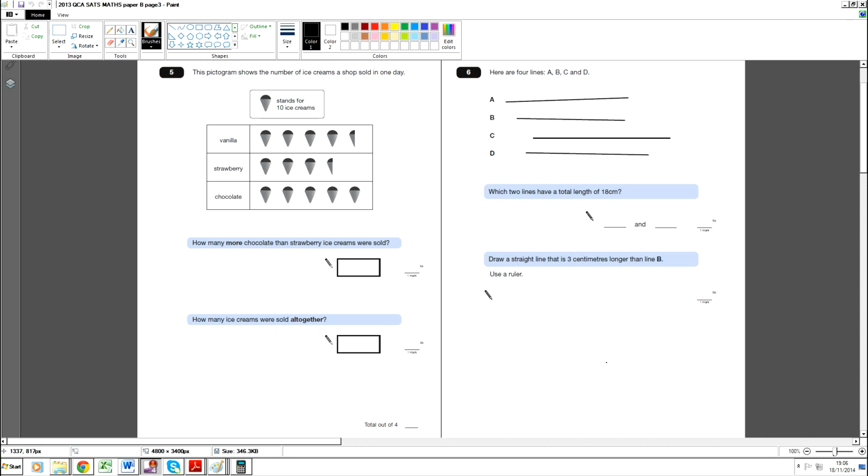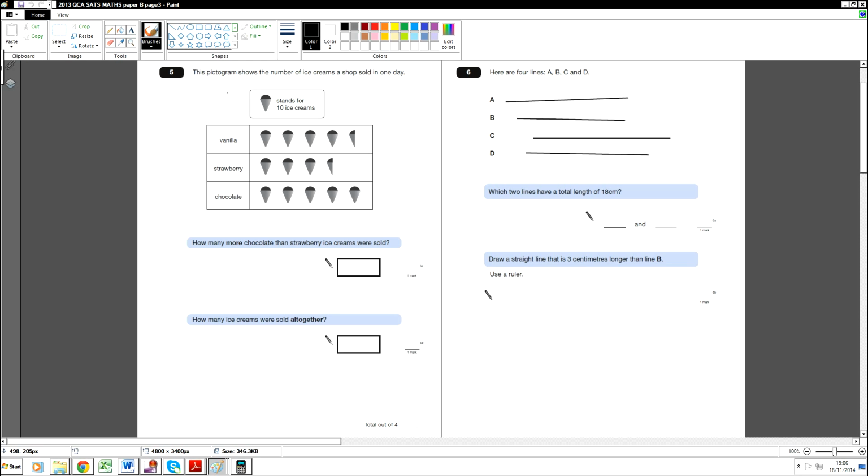Okay, right, question number 5 now. This pictogram shows the number of ice creams the shop sold in one day. So here's our key. One cone, the picture, in this pictogram represents how many ice creams? 10. So let's quickly work out how many ice creams we have for each, for vanilla for example. So we have 10, 20, 30, 40.